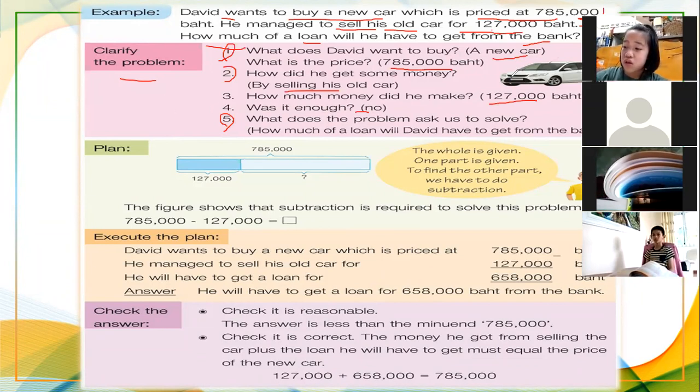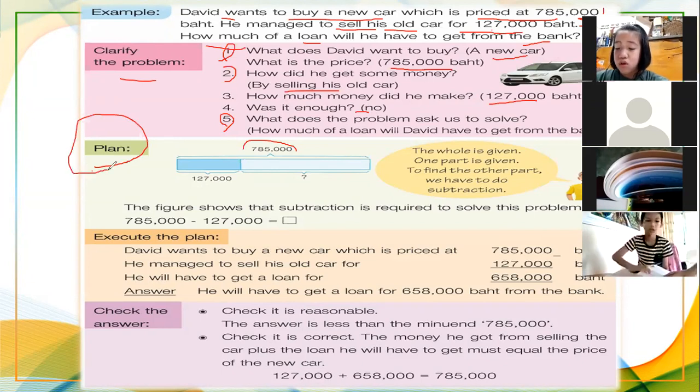So the three important things in this problem: David wants to buy a car, 785,000 baht is the price, and he has money, 127,000 baht. The rest of the amount he needs to loan from the bank. So how much he needs to loan from the bank, we have to find. So we can see here, this is the price. Now this is the clarification of the problem, what we have here.